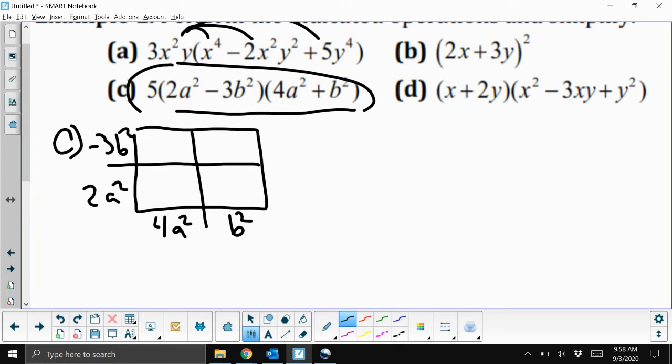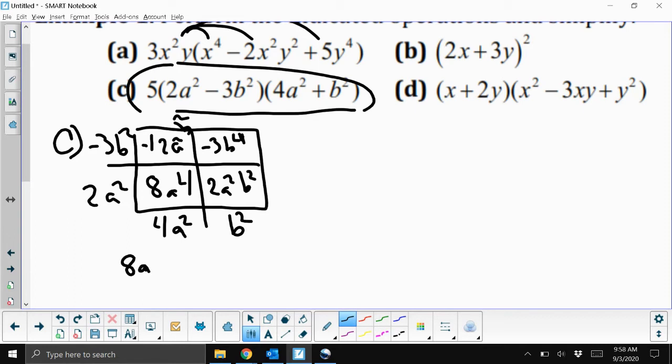So if we multiply the first two terms, that gives us 8a to the fourth. Then we got 4a squared and negative 3b squared, well, that's negative 12a squared b squared. I didn't leave enough room. And then let's do 2a squared times b squared. Well, that's 2a squared b squared. Right. And then we got b squared times negative 3b squared, which will give us negative 3b to the fourth. Make that look more like a 4. There we go. So now we have what?